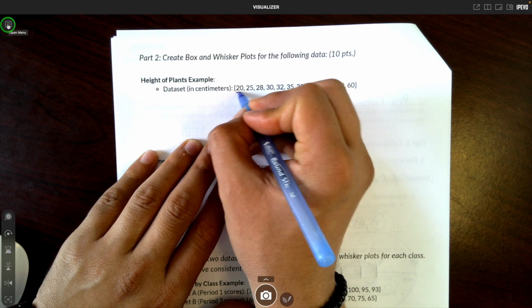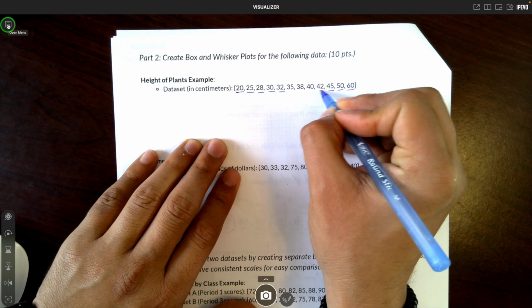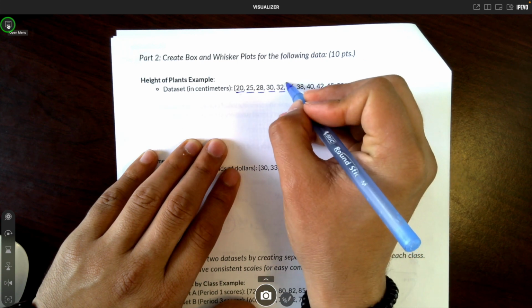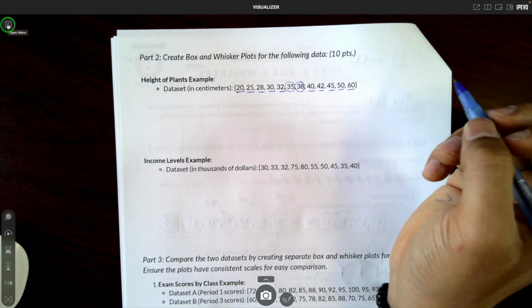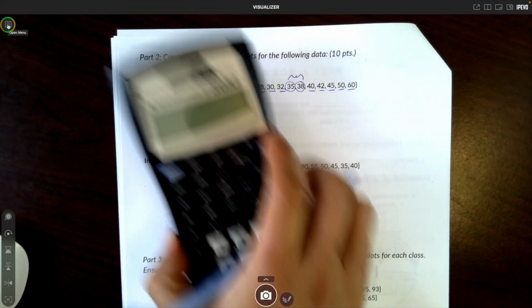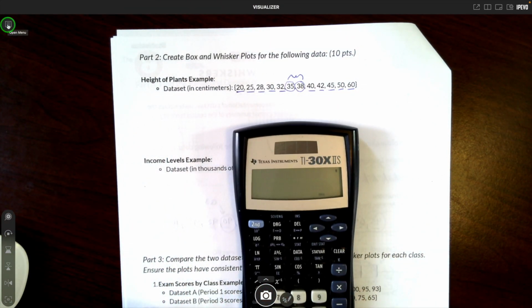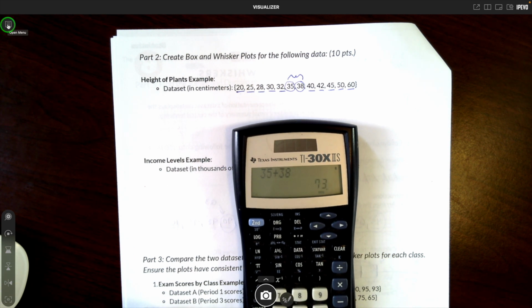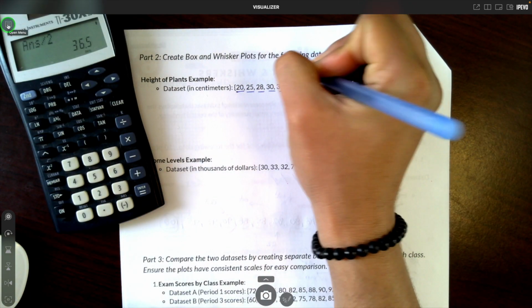Let's do 5. 1, 2, 3, 4, 5. 1, 2, 3, 4, 5, and that's good. We got 2 numbers in the middle. So you should know what to do when you have 2 numbers in the middle. You add them up, you take the average. You can get a calculator if you want, but we know that this is going to be 36, okay? So 35 plus 38, we add them up, and then we divide by 2, and we get 36.5. So that's our middle number.